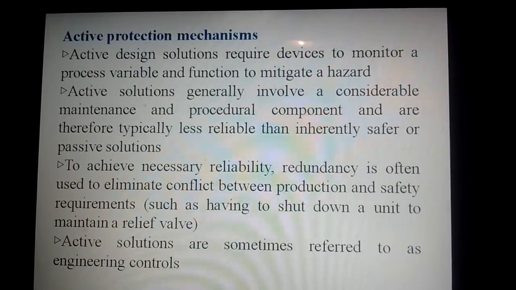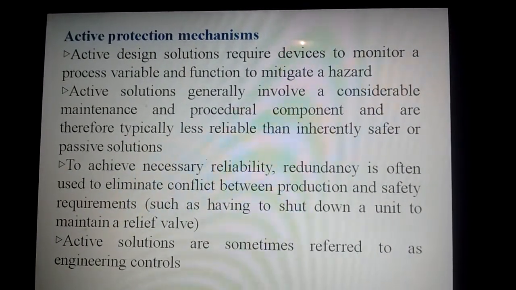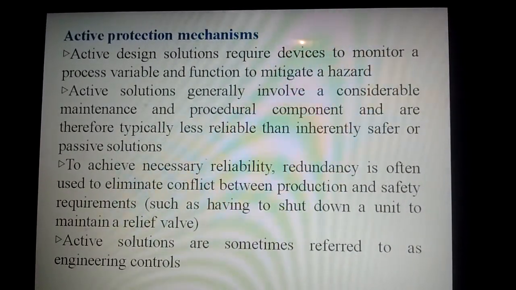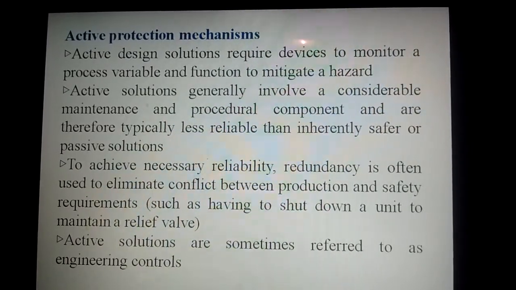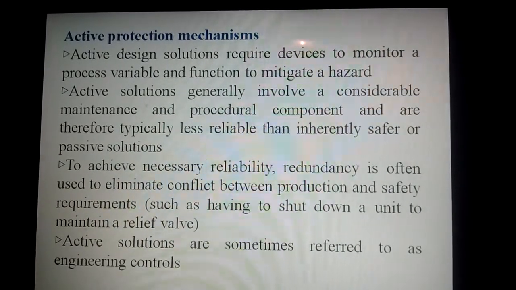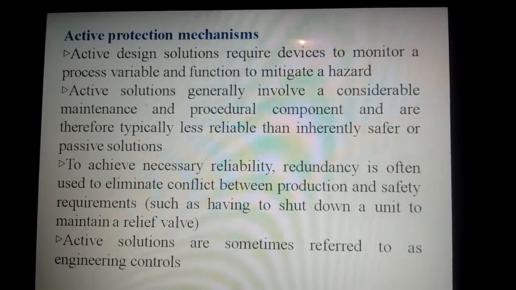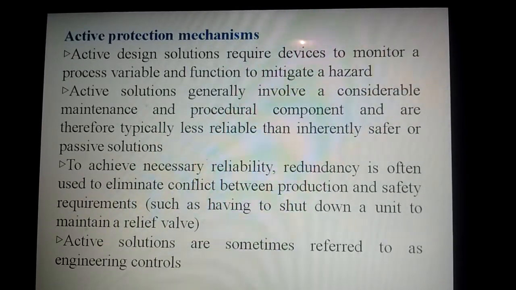So, active protection mechanisms. The active design solutions require devices to monitor a process variable and functions to mitigate hazards. The active solution generally involves considerable maintenance and procedural components and is therefore typically less reliable than the inherently safer or passive solutions.